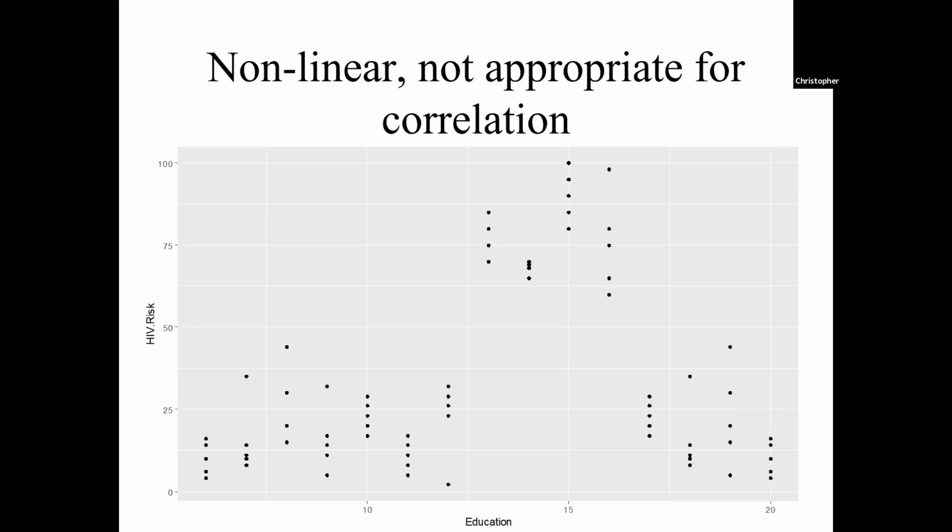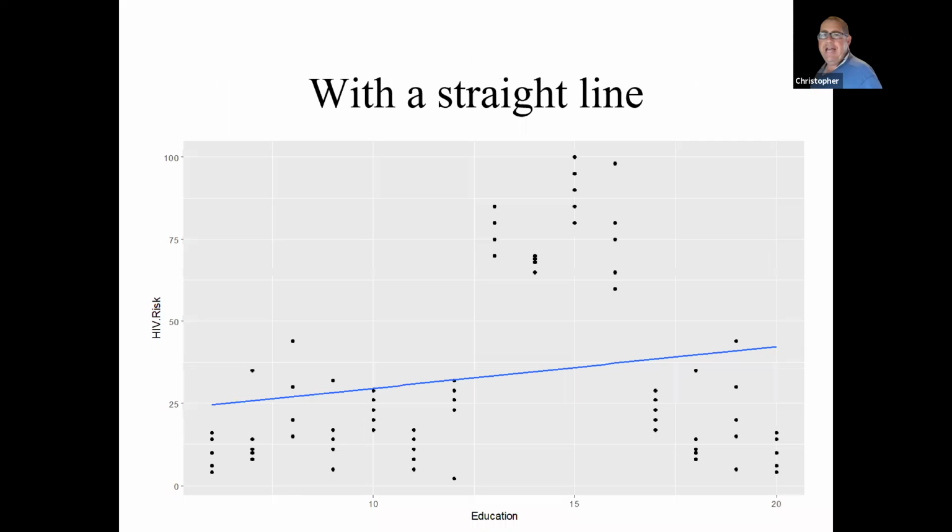Here is a graph that shows a hypothetical relationship that is non-linear. It's not appropriate for correlation techniques. What we see here is that as education is rising, there seems to be a jump in HIV risk during the college years, but as education goes further up, there seems to be a drop-off. Perhaps nobody wants to have sex with grad students. I don't know. But you see that it's basically a positive relationship for the first 2/3 of the graph, and then a negative relationship for the last piece.